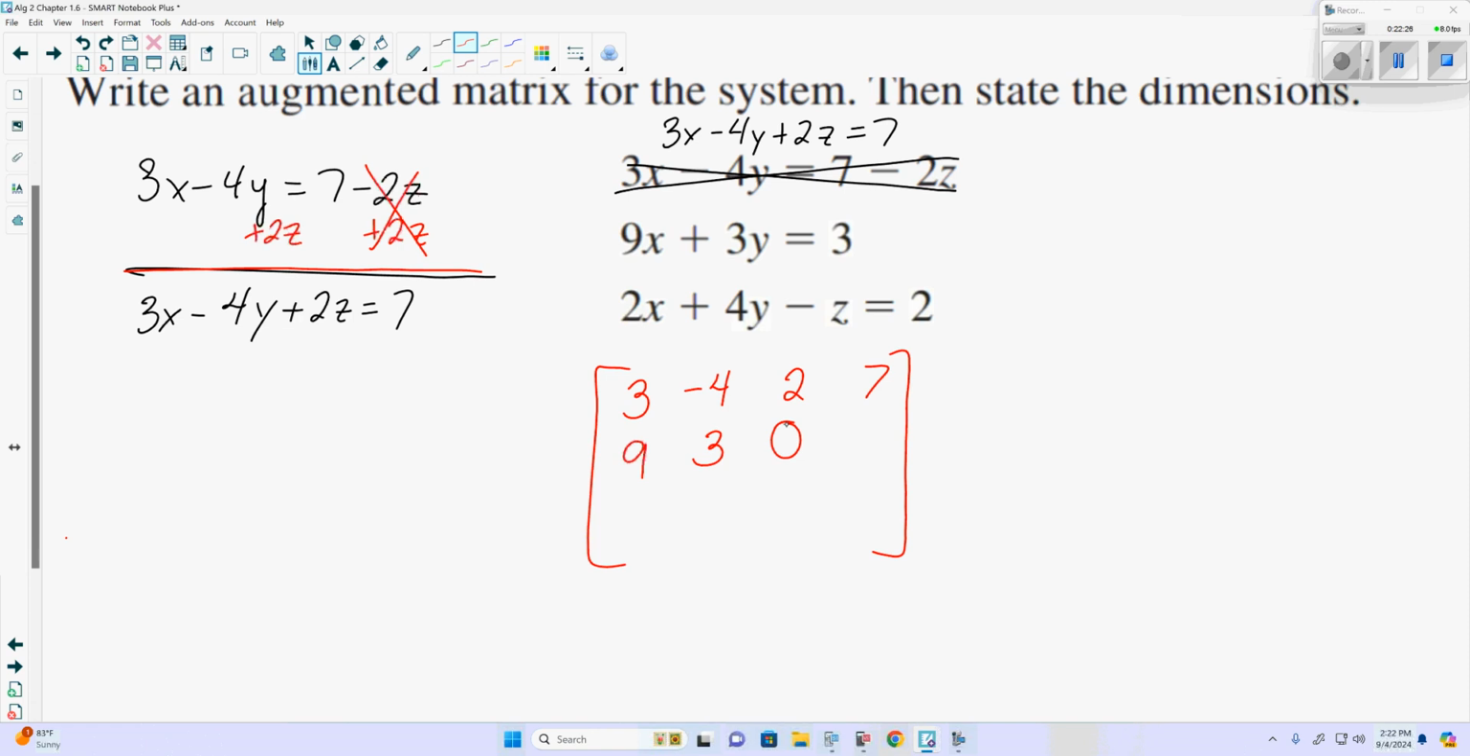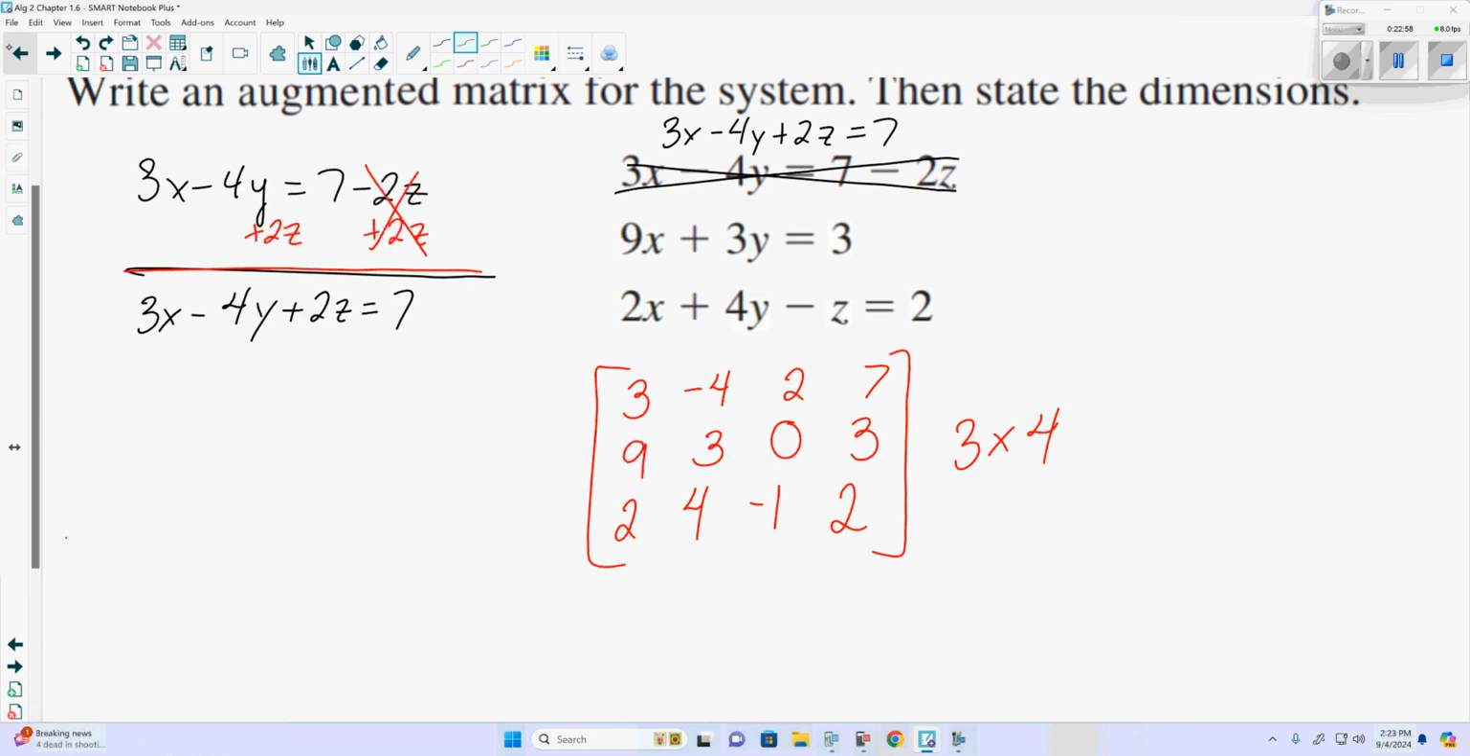If a variable shows up once, we need it to have a number in all 3. Since z showed up once, here it has to be 0. And then it's equal to 3. Last one, x is 2, y is, z is negative 1, and it equals 2. Now how many rows do we have? 3 by 4. 3 rows, 4 columns. That's it.